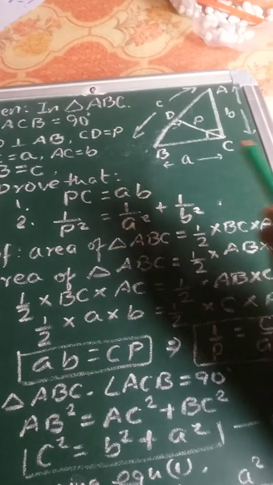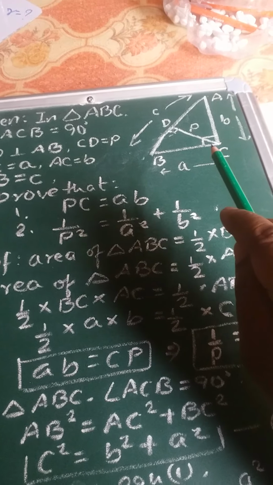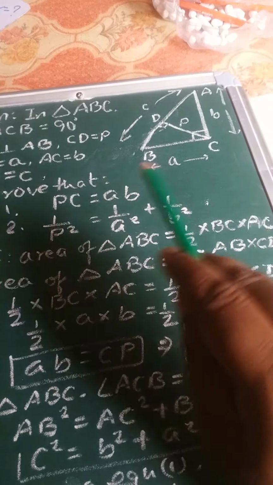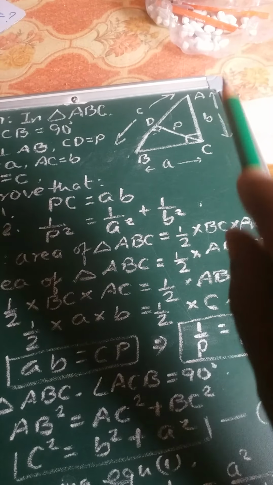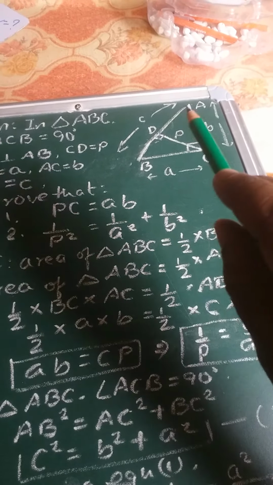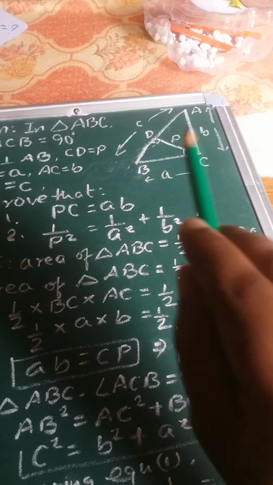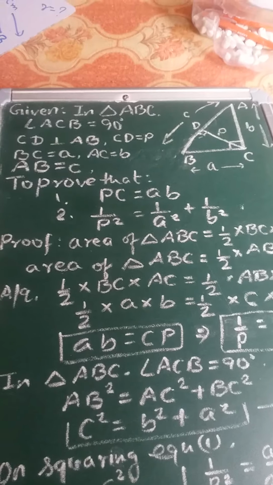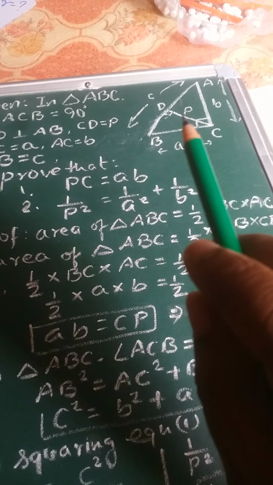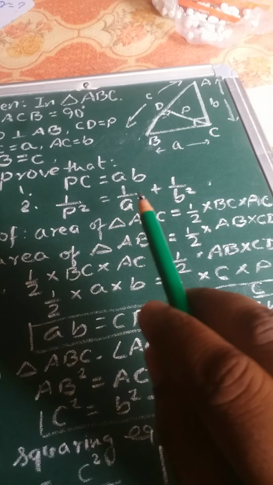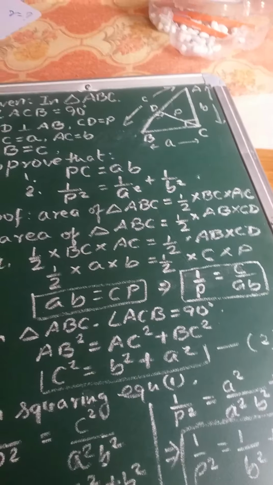Clear? Now look, students, it is a triangle ABC. Angle C is 90 degrees. That means ABC is a right angle triangle. The length of BC is taken as a, AC is taken as b, and the hypotenuse is taken as c. CD is perpendicular, the length of CD is p. What do I have to prove? We have to create a relation between p, c and a, b, and a second relation between p and a, b.